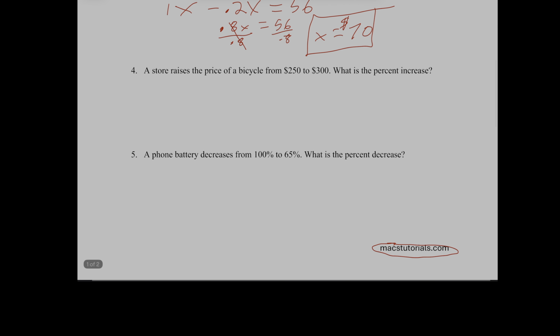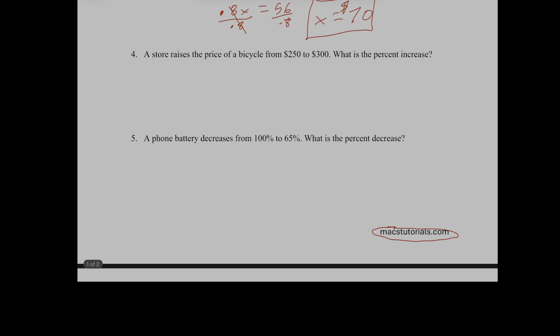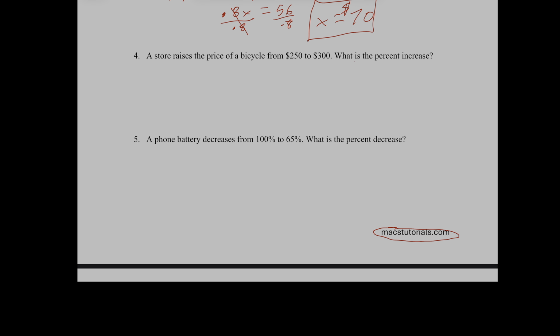That makes sense. Number 4, a store raises the price of a bicycle from $250 to $300. What's the percent increase? The original is $250, the final is $300. It increased by what percent? I don't know. That's the X. But remember, it's not just X, it's whatever X is times the original. That's the part that I don't want you to miss.